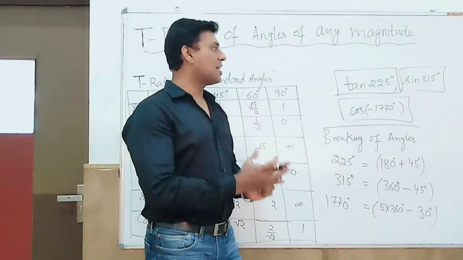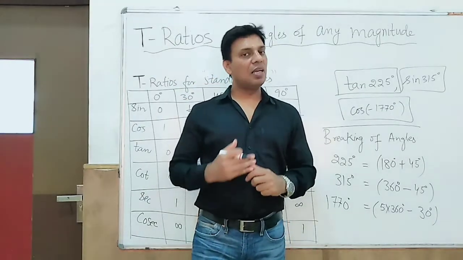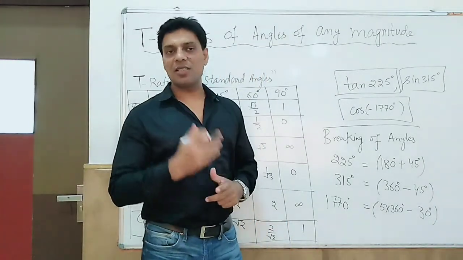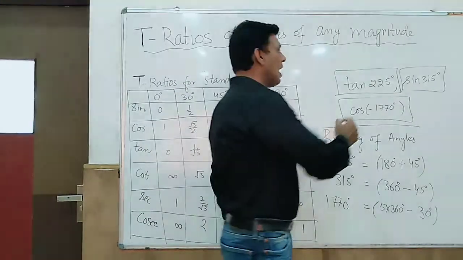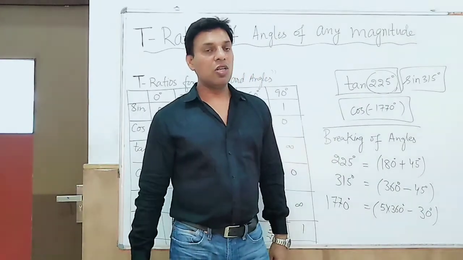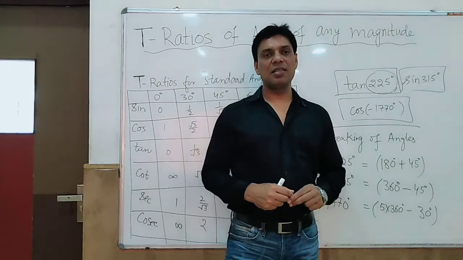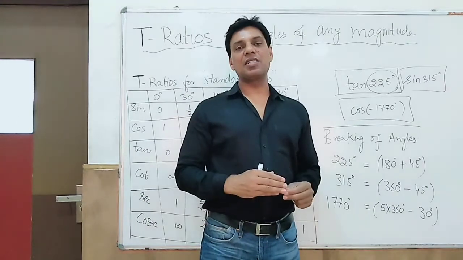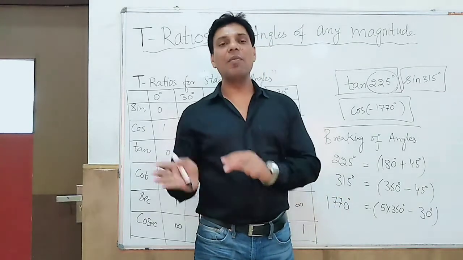So the topic is trigonometric ratios of angles of any magnitude. To understand this, there are a few steps. You have to follow those steps and you can do these questions easily. The first step is that you have to learn to break the angle. This is your step 1. Any bigger angle can be broken as a plus or minus with 180, 360 and all multiples of 180.